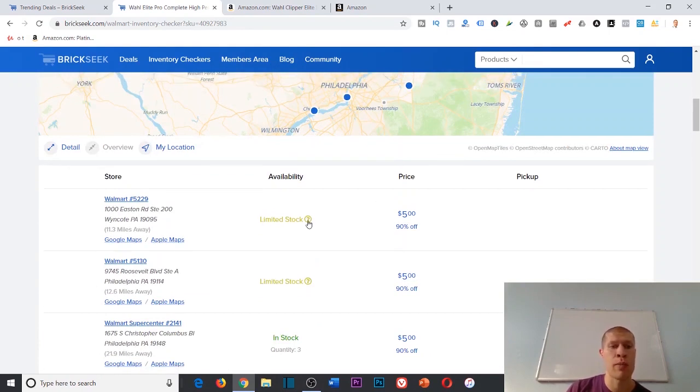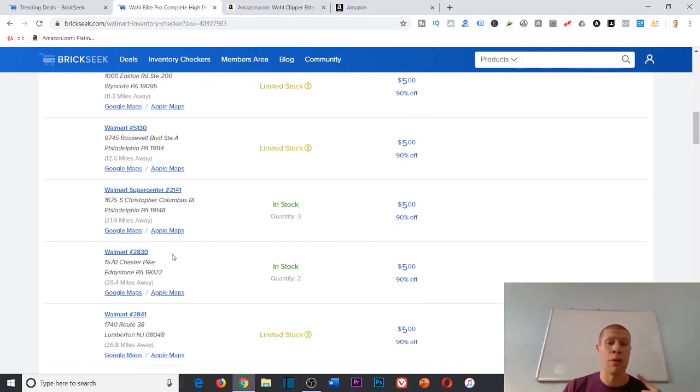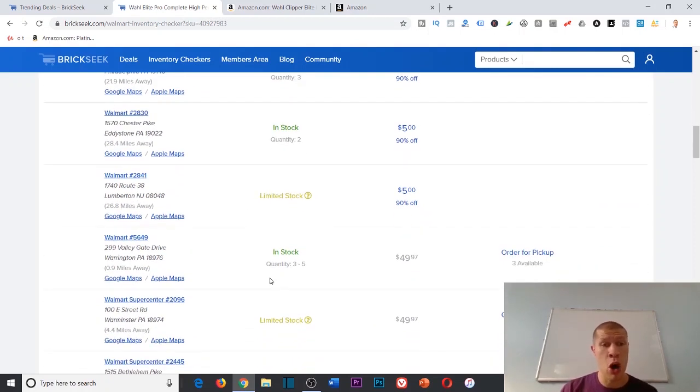I always stay away from limited stock because that usually means it's just the display model, and usually they won't sell it to you. So it looks like there's 3 here in Philadelphia, which is somewhat close to me. There's 2 here in Eddystone, which is not necessarily close to me, but it's close to Philly. So if I were going into the Philadelphia store or Eddystone, then I would call both of them and get 5 of those. There's also Warrington, which is super close to me.